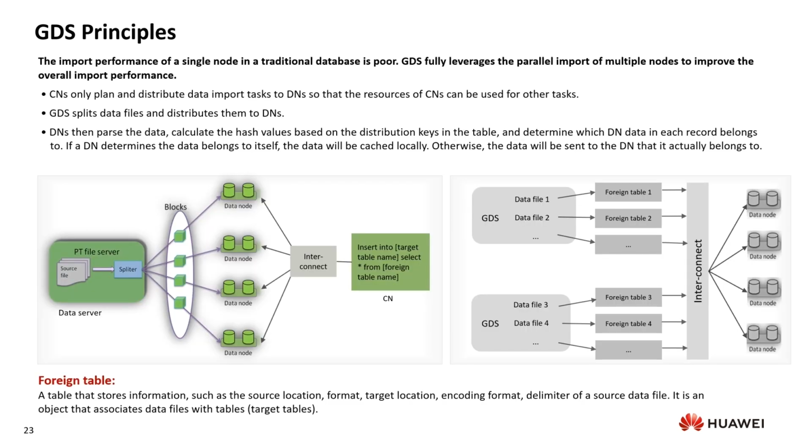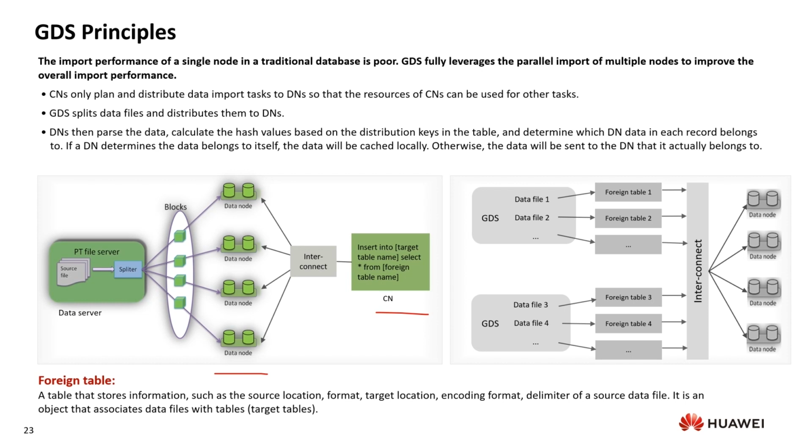Now let's talk about the principles of the Gauss data service. The traditional way we use to import data on a single node is inefficient. So the Gauss data service fully leverages the parallel imports of multiple nodes to improve the efficiency. During the import, coordinators only plan and distribute the data import task to the data nodes, so that the resources of the coordinators can be used for other tasks.